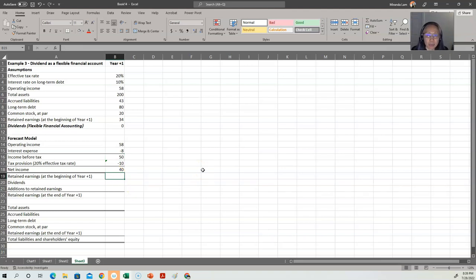So again, remember, we are doing pro forma income statements. These are projections. These are not GAAP. There is no auditing. This is for the analyst's internal use.